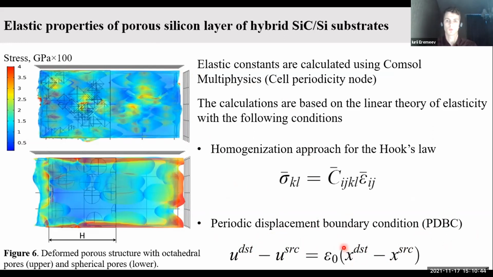vectors to the opposite faces, and without deformation the distance is equal to H. Epsilon 0 is the specified strain tensor. The procedure allows one to obtain the required number of equations for finding the elastic tensor components. In figure 6, you can see the deformed structure with the stress scale bar, and we average sigma and epsilon for these structures for the shear deformations and the normal deformations.